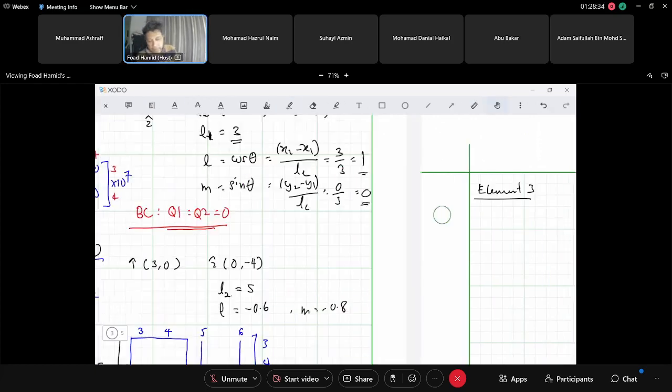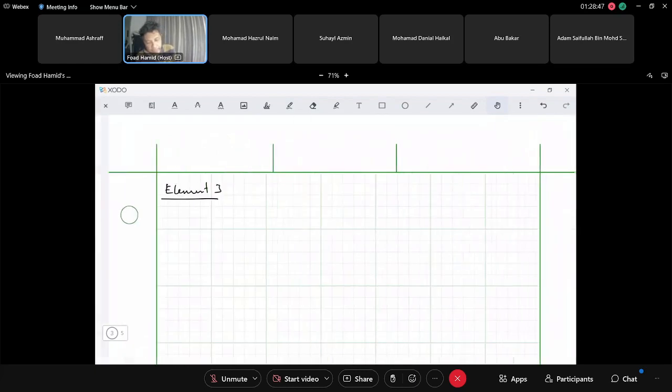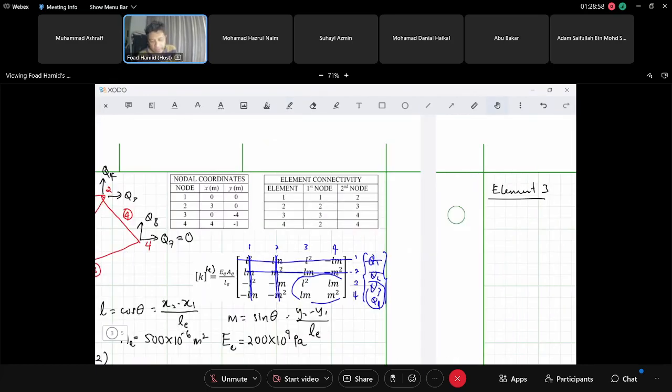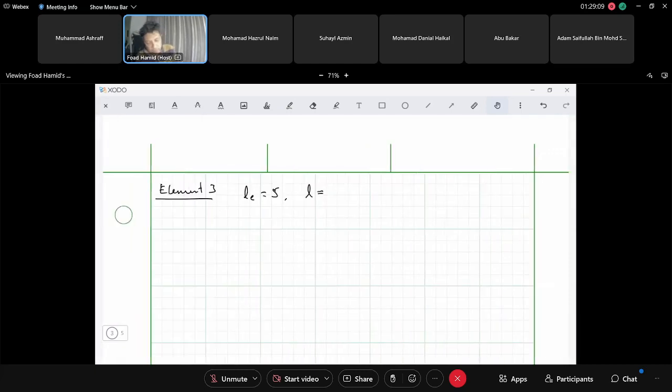Let's look at element number 3. Again, at element number 3, this is the boundary condition, so we only have Q7 and Q8. My LE for element number 3 is 5. Where is our angle here? Node 3, node 4 global. So our angle theta is at this point here.